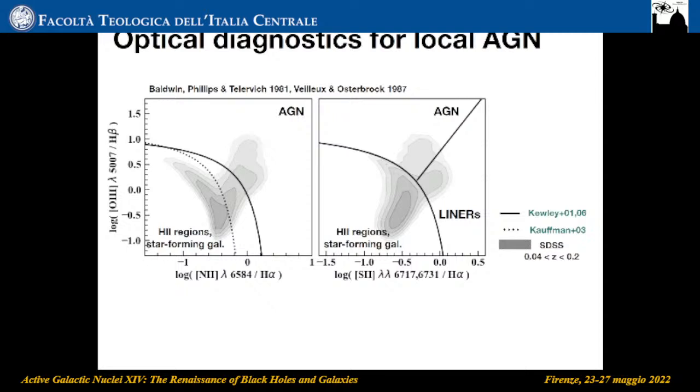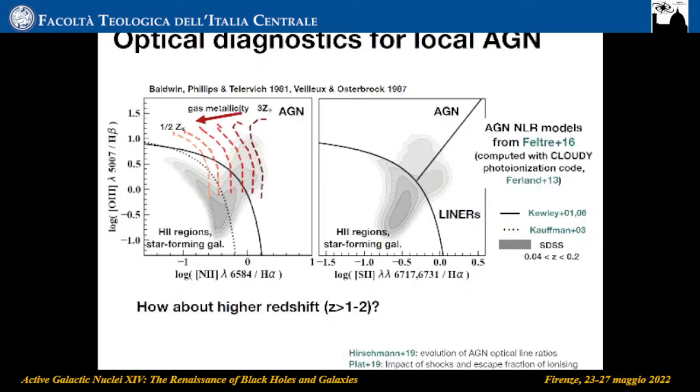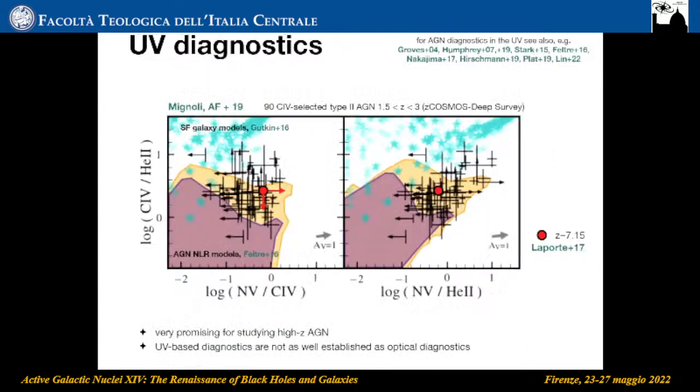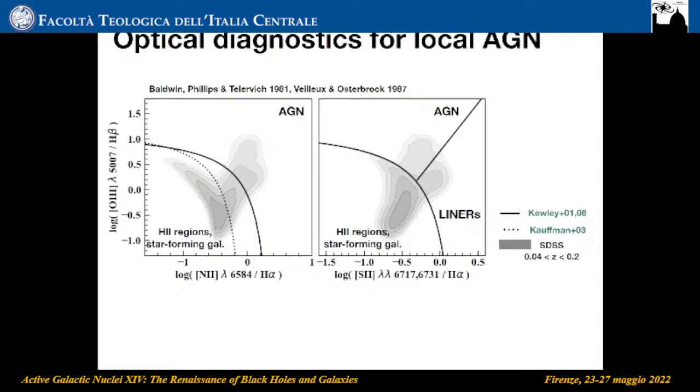So let me start with this famous diagram that all of you are familiar with, I suppose. It has been commonly used to identify and classify AGN on large surveys, as well as applied to IFU data. It's very well calibrated in the local universe, and you can distinguish AGN and HII regions using strong optical line ratios. But one main question is, how can we exploit this diagram when we move to a higher redshift, a redshift higher than one or two?